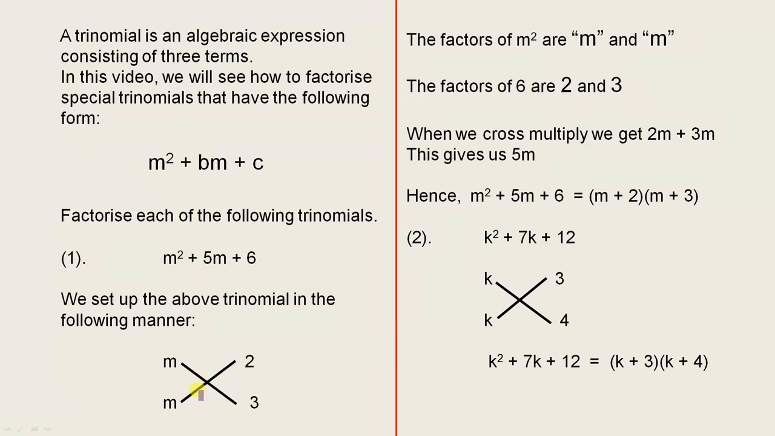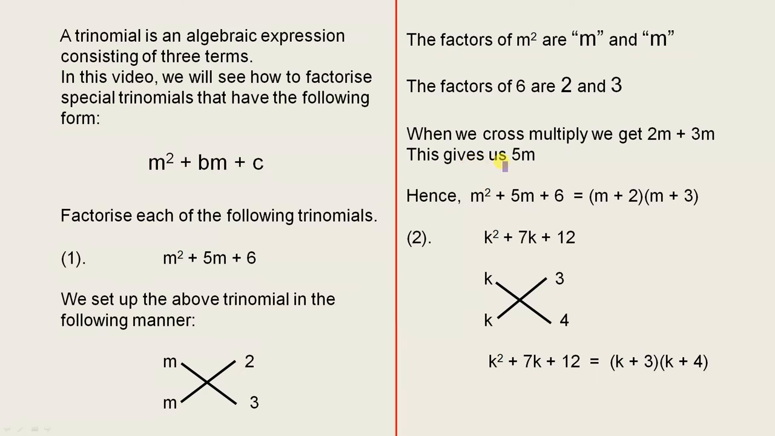We multiply 2 times m to give us 2m. We multiply 3 times m to give us 3m. 2m plus 3m is 5m. So when that cross multiplication adds up to the middle term, we know we're correct. So, as I said earlier, the factors of m squared are m and m. The factors of 6 are 2 and 3. When we cross multiply, we get 2m plus 3m.